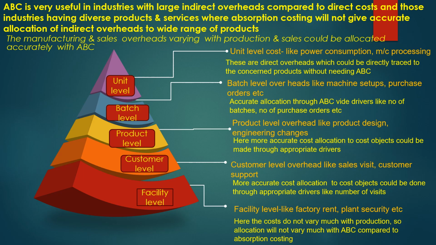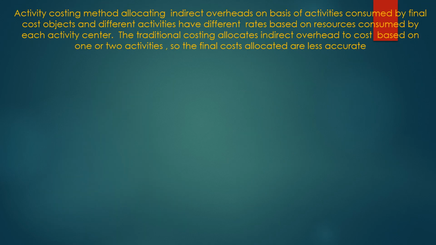Unit level costs like power consumption and machine processing are direct overheads which could be directly traced to the concerned products without needing ABC. Now, activity costing is a method of allocating indirect overheads on the basis of activities consumed by final cost objects, and the different activities have different rates based on resources consumed by each activity center.